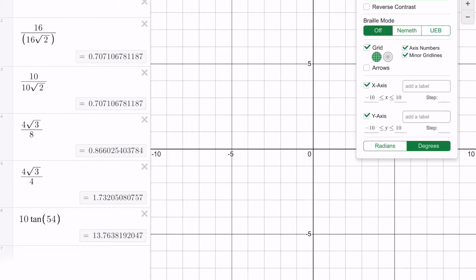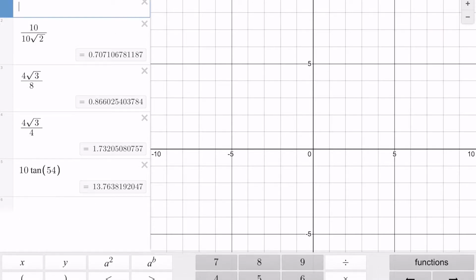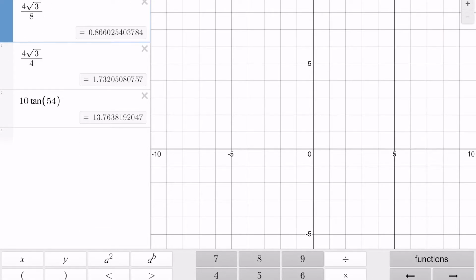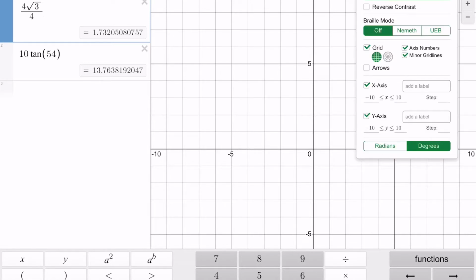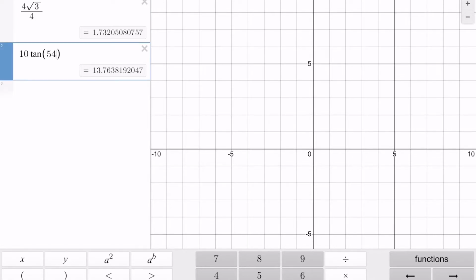There we go. So what I did was I clicked settings up here and I put it in degree mode. That's the most important part. Notice radian mode gave me, notice nothing in my entire set changes other than this last answer that I have. Let me get rid of some of these. Okay, so this most recent answer, 10 tangent of 54. Notice that changes. So we want it in degree mode. Why? We're using degrees, right? That is a degree measure.